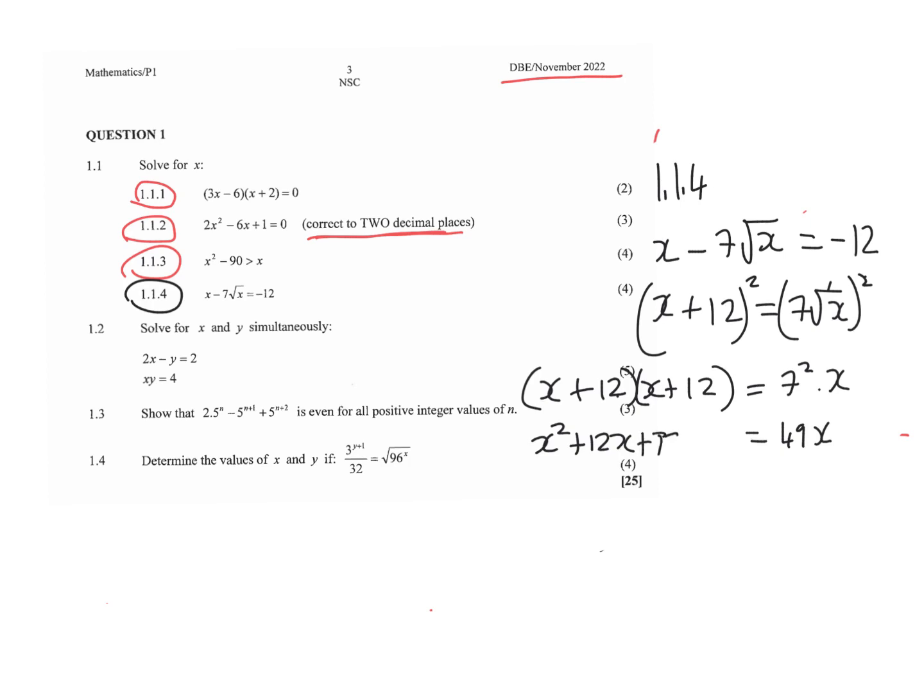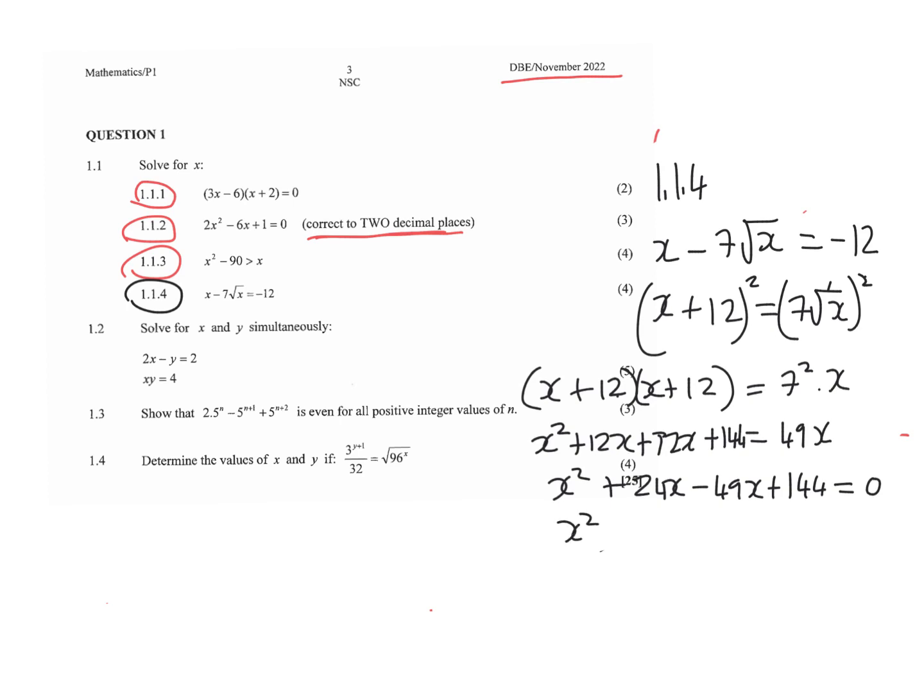Plus 12x. 12 multiplied by 12, that will be 144. So it's positive 144. Then from there we have x squared plus 24x. We take 49 to this side, it's minus 49x plus 144 equals 0. Then from there we have x squared.